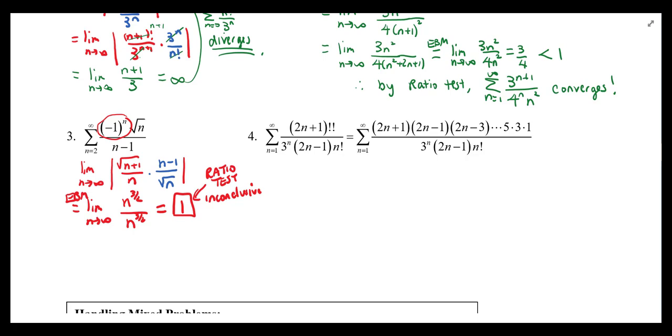Do you notice that lovely thing I circled? Negative 1 to the power n? That means the terms must alternate in plus and minus. Okay, so what test could we possibly use? Maybe the alternating series test? Yeah. I guess the next thing you should think about is the idea of root n over n minus 1 decreasing.